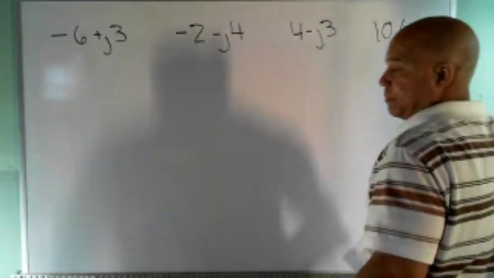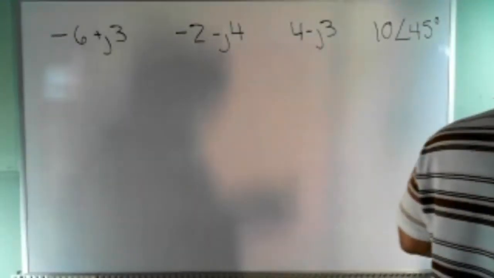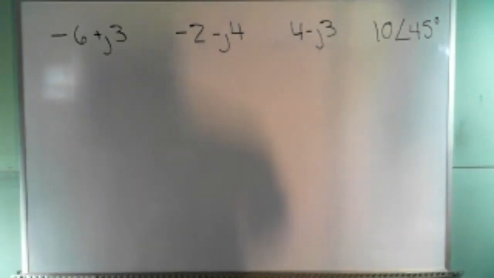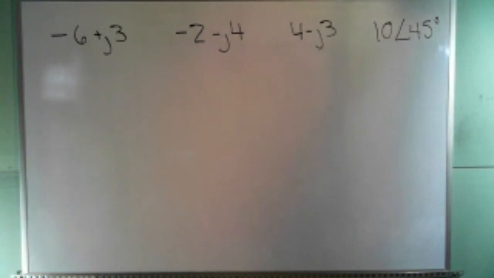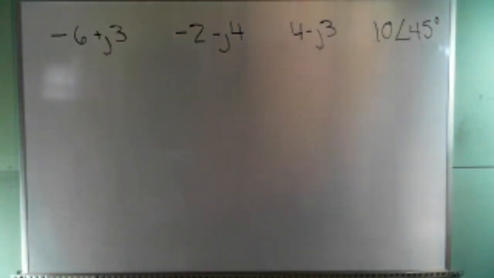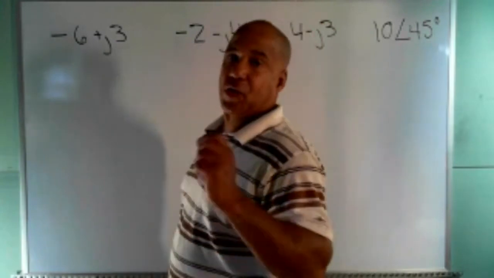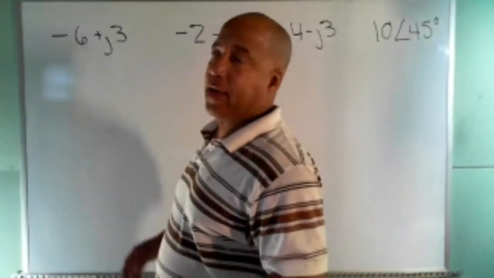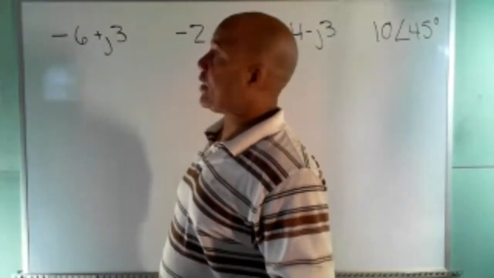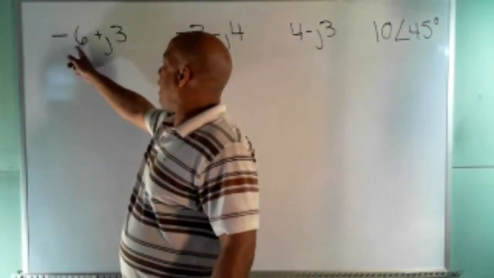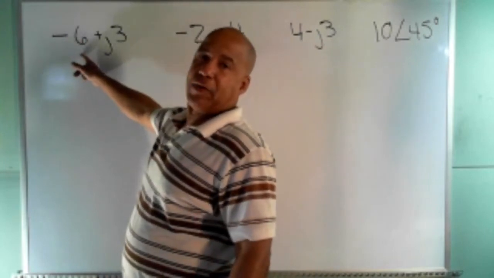All right. So let's go ahead and look at this together. The first thing you got to do is check the quadrant. If you're in quadrant 1 or 4, you're okay. If you're in quadrant 2 or 3, you got to add 180 to the degrees when you do your inverse tangent. What quadrant is this in? This is in quadrant 2. So when I do my angle, I got to add 180 to it.